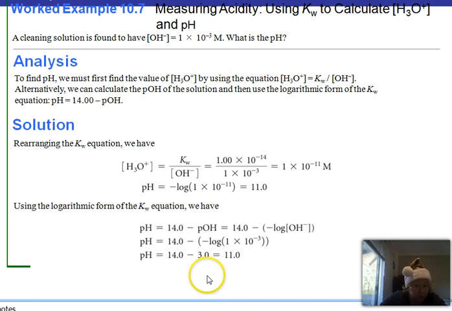What are you going to do? You can set up this whole equation here, and it'll give you the same. It'll give you 11, or you can just subtract 14 from 3. You know the pH of this is 3. You know the pH has to equal 14, so this has to be 11. So you can do it either way. We will do these problems in lab. Do not panic. It's really just subtracting from 14.